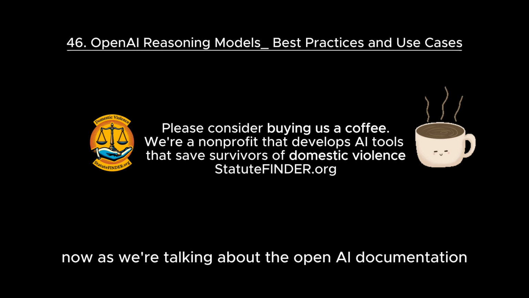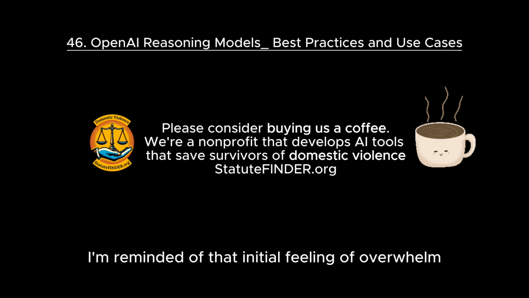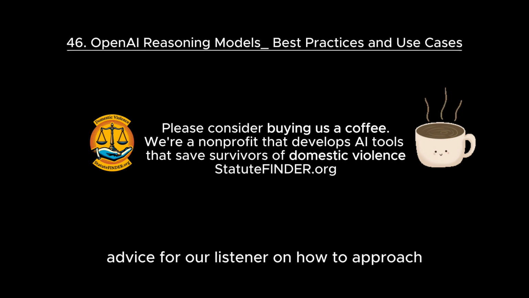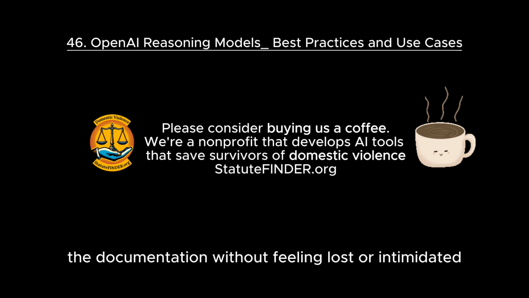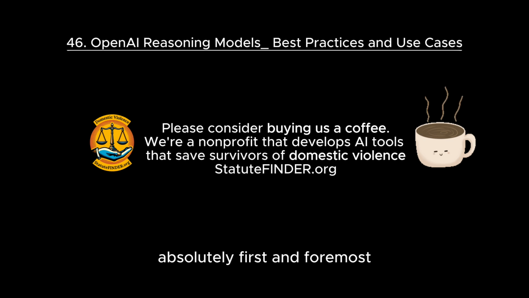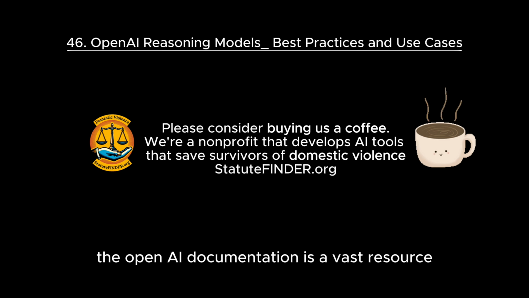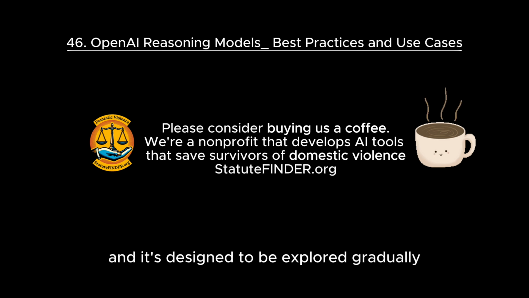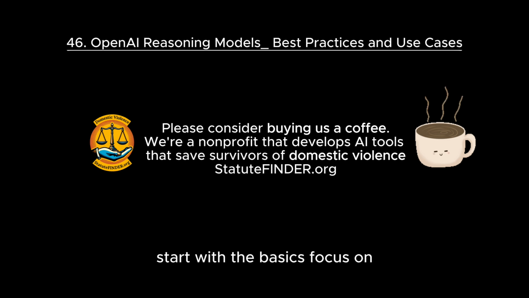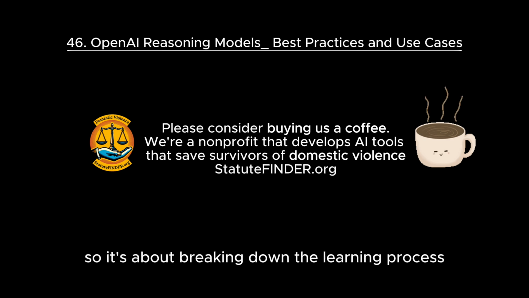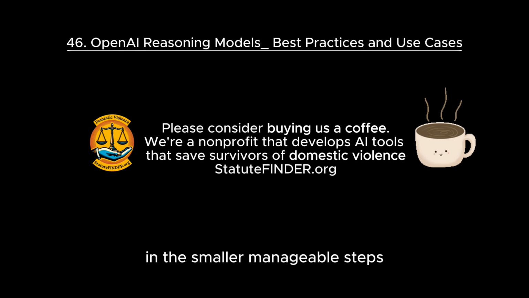Now, as we're talking about the OpenAI documentation, I'm reminded of that initial feeling of overwhelm that many beginners experience. It's a lot of information to absorb. Do you have any advice for our listener on how to approach the documentation without feeling lost or intimidated? Absolutely. First and foremost, remember that you don't need to understand everything at once. The OpenAI documentation is a vast resource, and it's designed to be explored gradually. Start with the basics, focus on the sections that are most relevant to your immediate needs, and don't be afraid to experiment. So it's about breaking down the learning process into smaller, manageable steps.